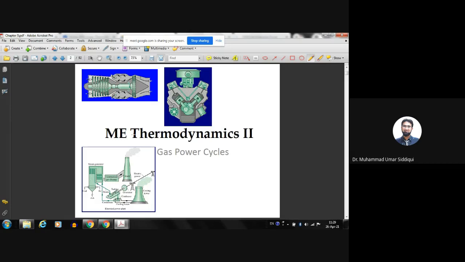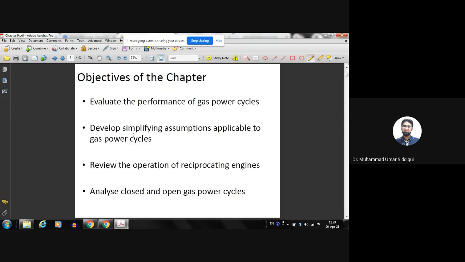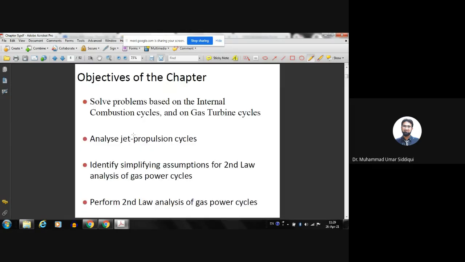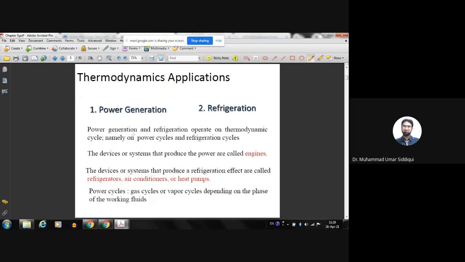So this is chapter number 9 that we are going to cover, inshallah. These are the objectives of the chapter. Power generation is our main topic here. Refrigeration we are going to cover in chapter number 11.